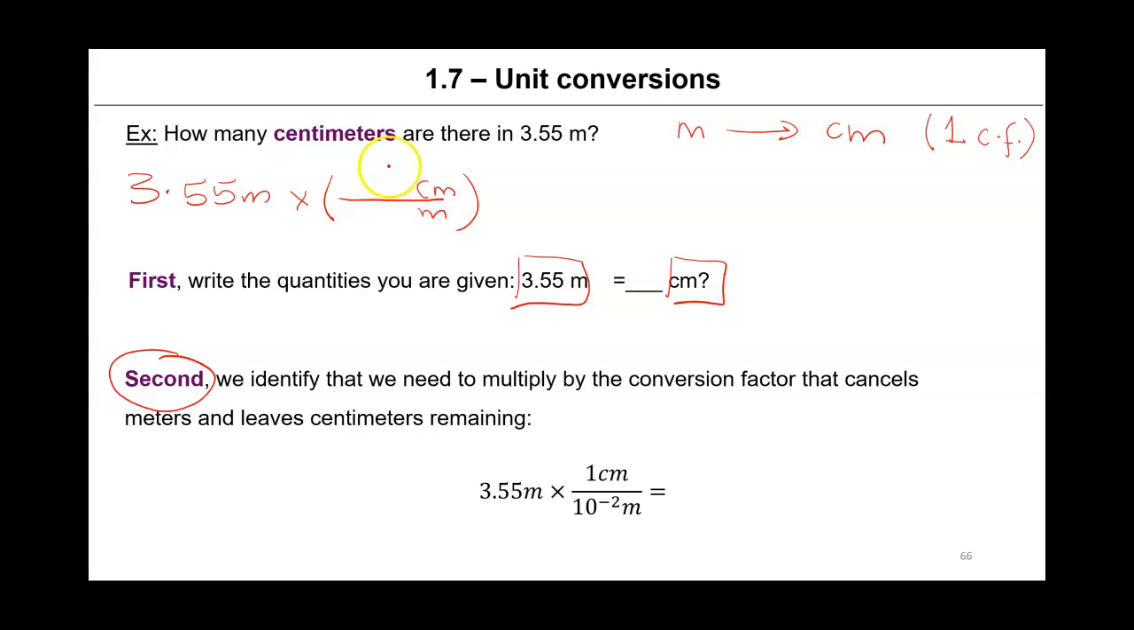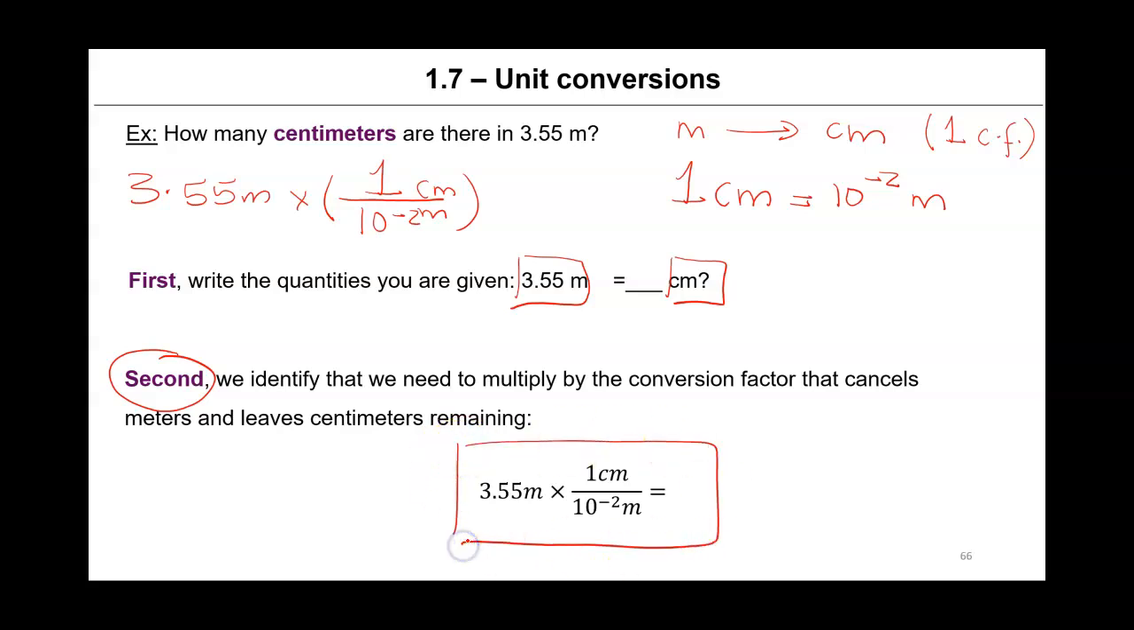Now we need two things that are equivalent to each other on the top and the bottom here. So we need to think about how centimeters are related to meters. Well, 1 centimeter is equivalent to 10 to the minus 2 meters. So my 1 goes there, and my 10 to the minus 2 goes there. So at the end of my second step, things are going to look a little like that.